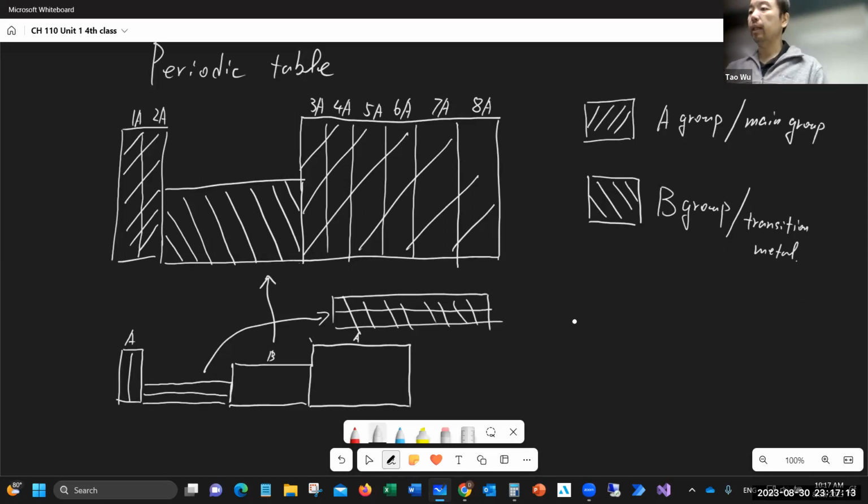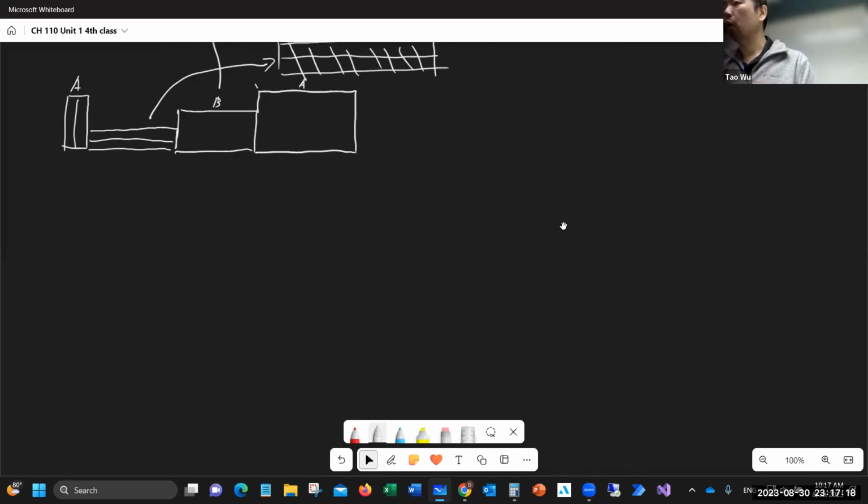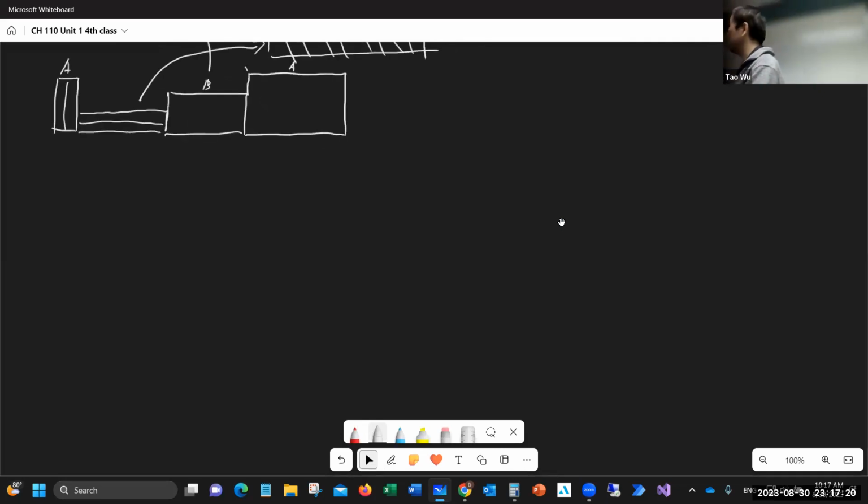And then let's talk about some of the important columns. Most of the columns we're talking about are in the A group. So first, let's talk about the 1A group. What is the 1A group? The 1A group is called the alkaline metals.